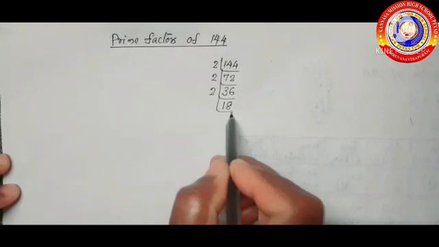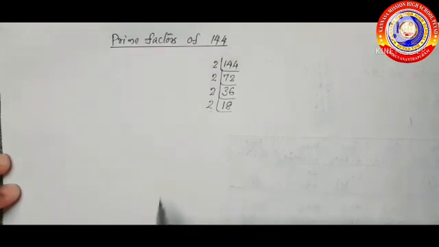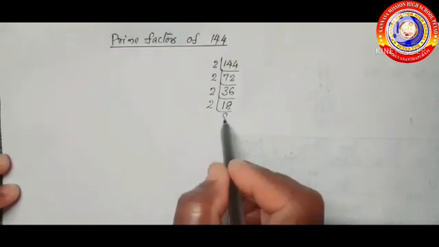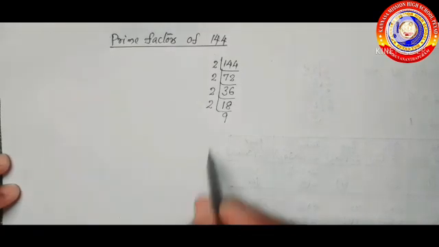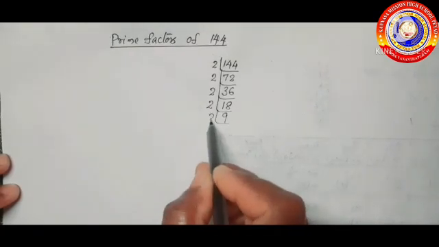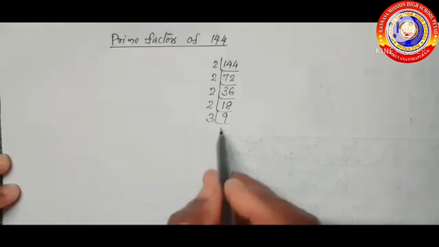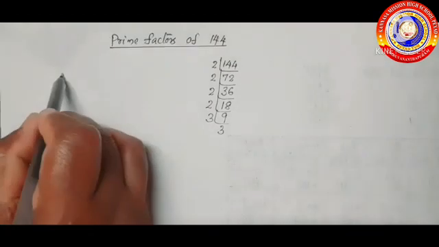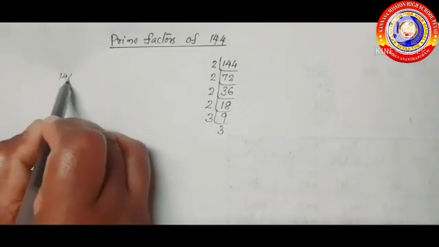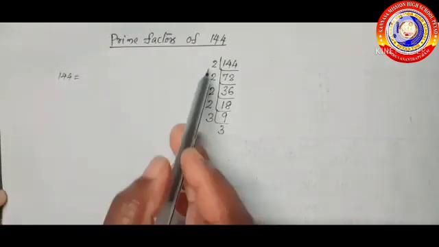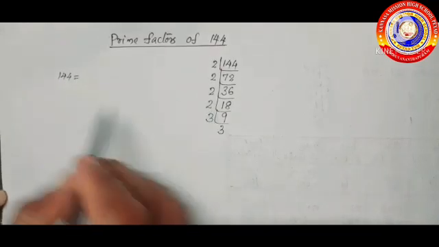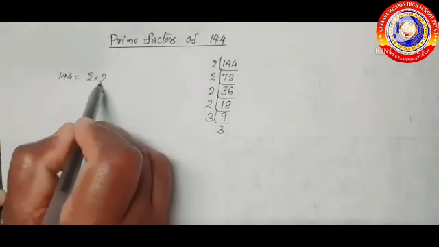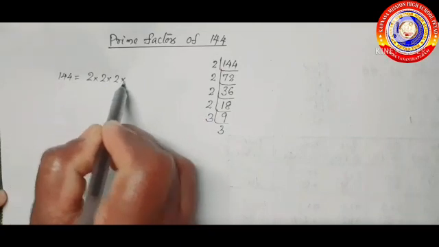Then 18 is also an even number, dividing by 2, we get 9. 9, 3 is a factor. So 9 divided by 3, we get 3. So the prime factorization of 144 is equal to 2 into 2 into 2 into 2 into 3 into 3.